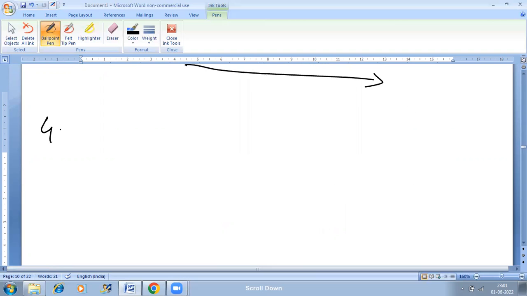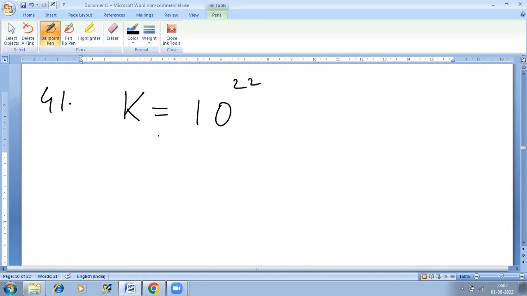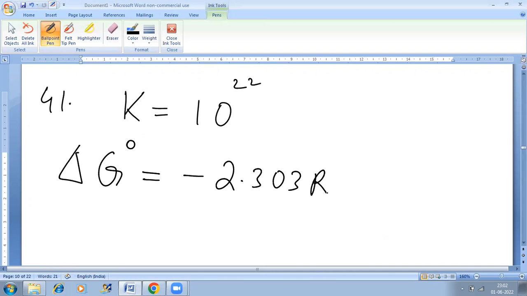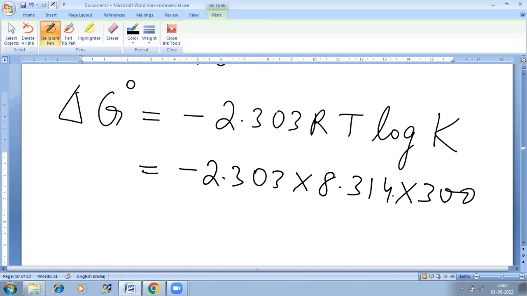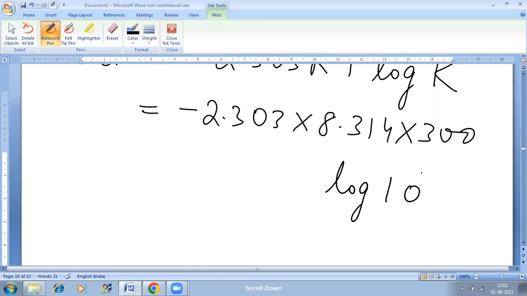41st question. The equilibrium constant is given. So K is given, which is 10 raised to 20, temperature is 300 Kelvin. What is the value of standard free energy change? Delta G naught is equal to minus 2.303 RT log K. This is the formula. Delta G naught is standard free energy change. Put the values in SI units. R is 8.314. Temperature is 300 into log 10 raised to 20.